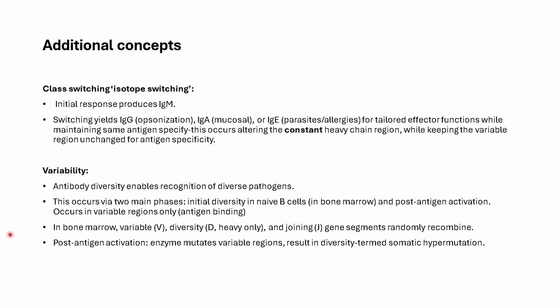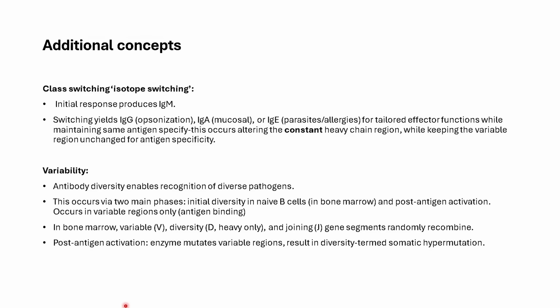Our body's ability to generate diverse antibodies is very important to be able to recognize and attack different pathogens. The generation of diverse antibodies occurs during 2 main phases. Initially it happens in the bone marrow, where different gene segments called the variable, diversity, and joining genes undergo random recombination. Antibody diversity is also generated post-antigen activation when specific enzymes mutate the variable regions on the antibody. This is called somatic hypermutation.